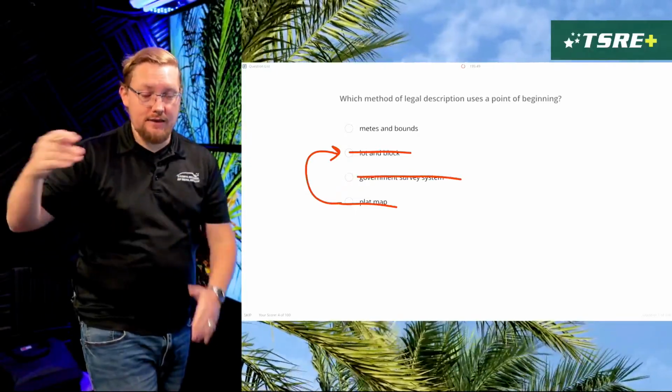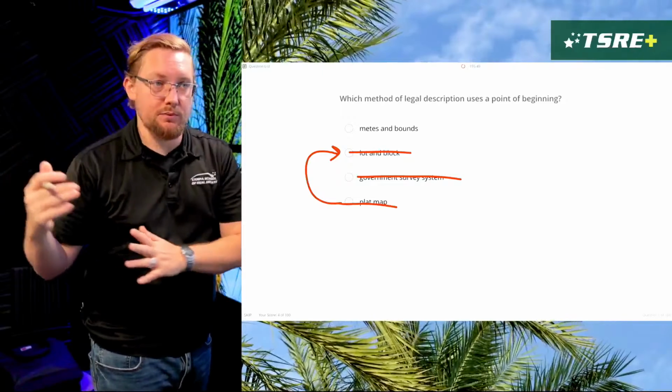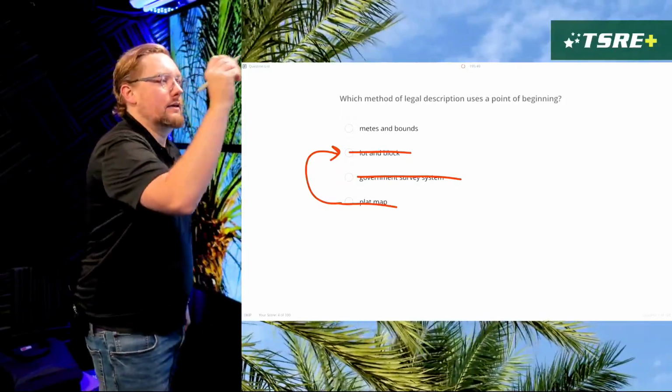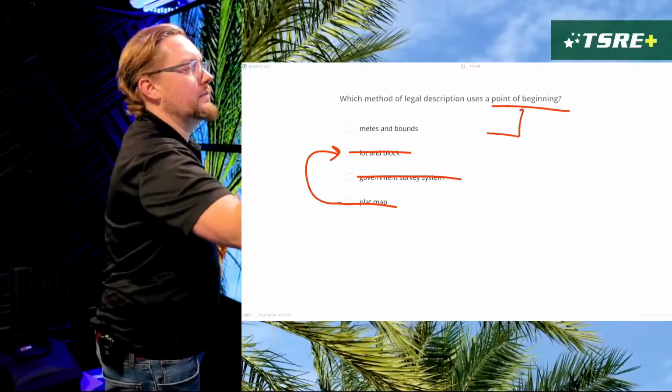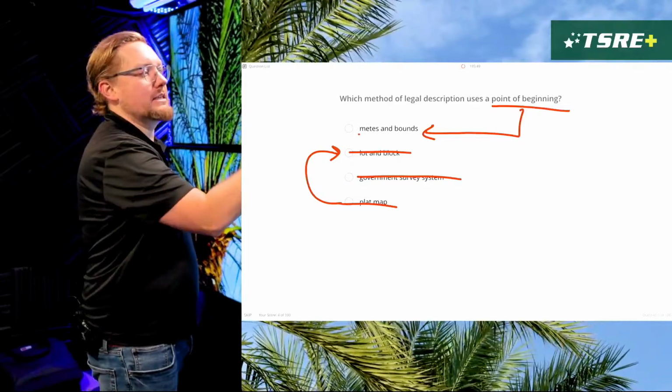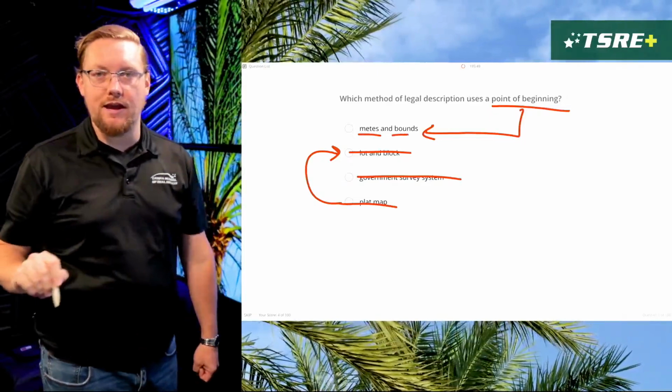And other states have actual multiple sets of principal meridians and baselines, but Florida, we just have the one in Tallahassee. The one that uses point of beginning is the metes and bounds, because metes and bounds says you go so far in a certain direction.